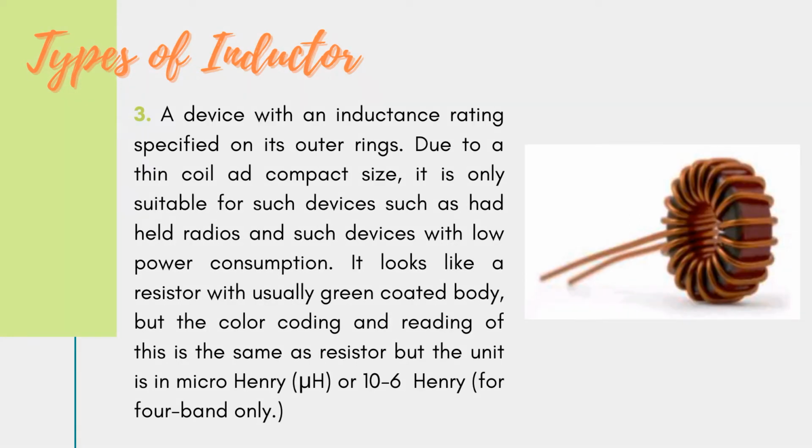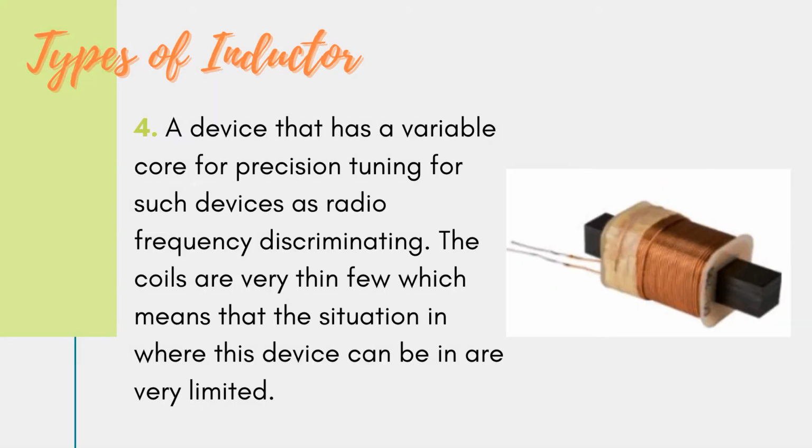3. A device with an inductance rating specified on its outer rings. Due to a thin coil and compact size, it is only suitable for devices such as handheld radios and other devices with low power consumption. It looks like a resistor with usually a green-coated body, and the color coding and reading of this is the same as a resistor, but the unit is in microhenry, μH, or 10^-6 Henry, for 4-band only.